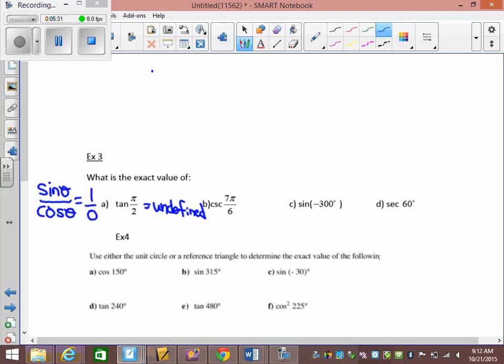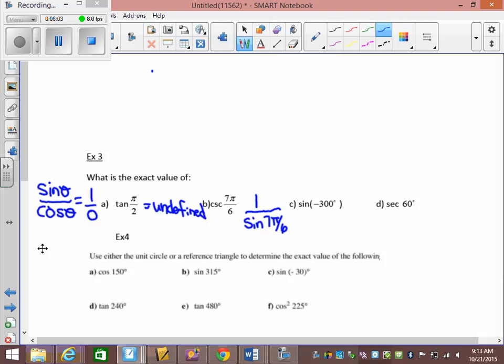Cosecant of 7 pi over 6. So 7 pi over 6 is the same as 210 degrees, right? Because you'd go 7 times 180 divided by 6. Or if you have your unit circle written out, 7 pi over 6 falls on it. Cosecant is the same as 1 over sine of 7 pi over 6, or the reciprocal of sine of 7 pi over 6, right?